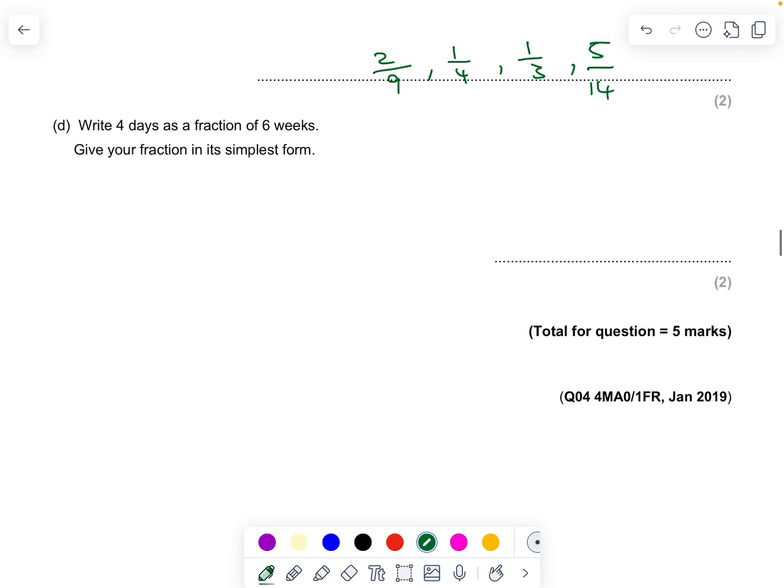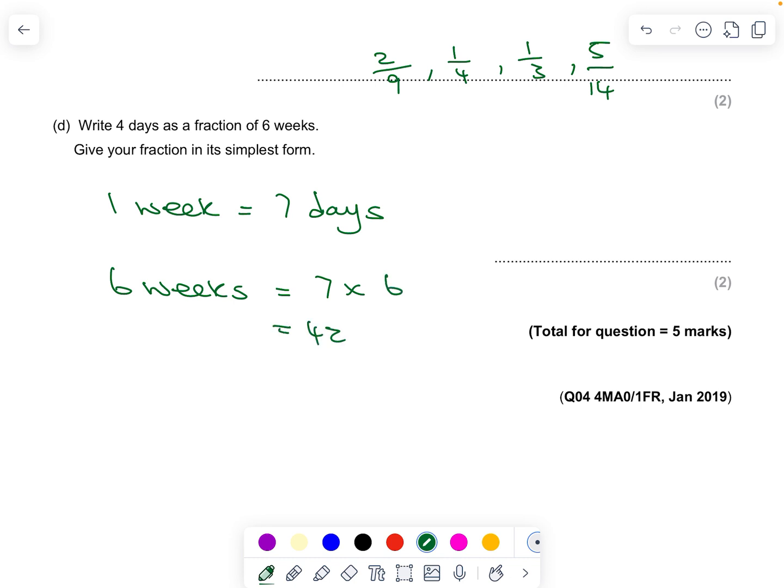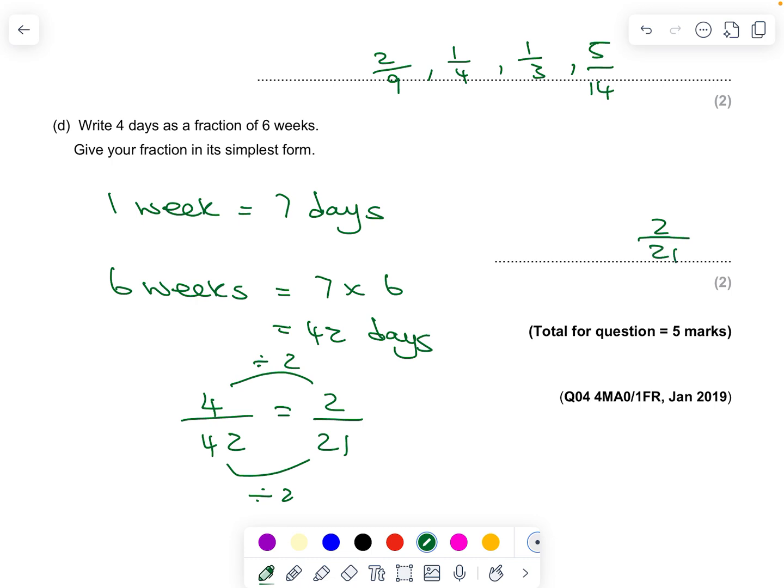Okay, write 4 days as a fraction of 6 weeks. So 1 week has 7 days. And so 6 weeks has 7 days times 6 weeks, which is 42 days. So there's 42 days in 6 weeks. So 4 over 42. And top and bottom are both divisible by 2. And that gives you 2 over 21. So 2 over 21 is your answer for that one.